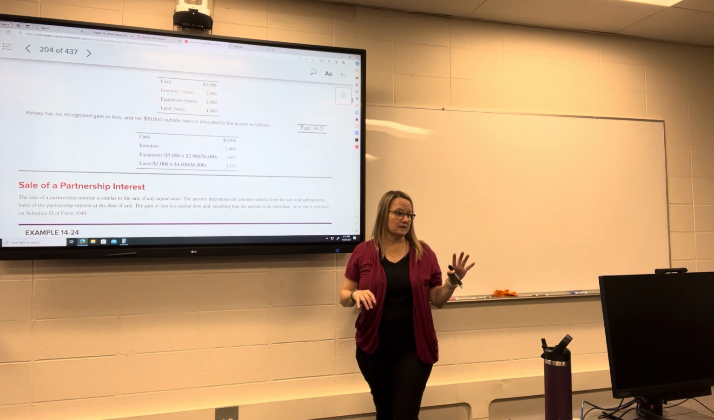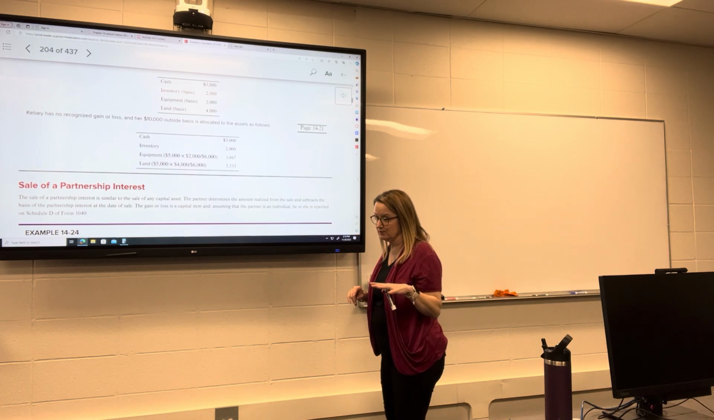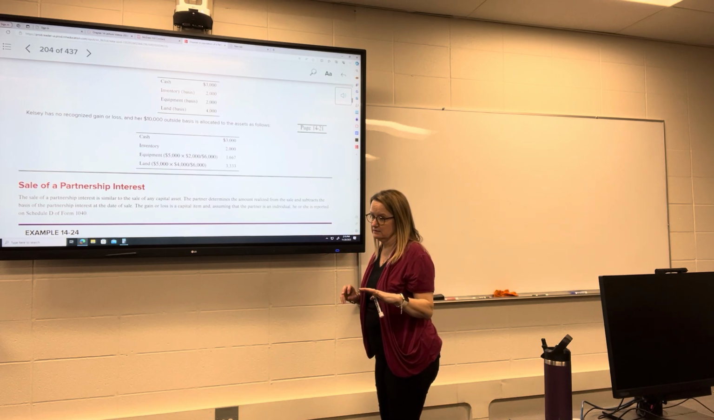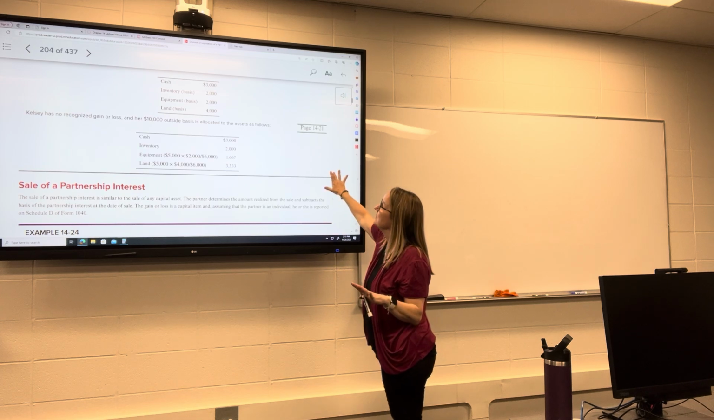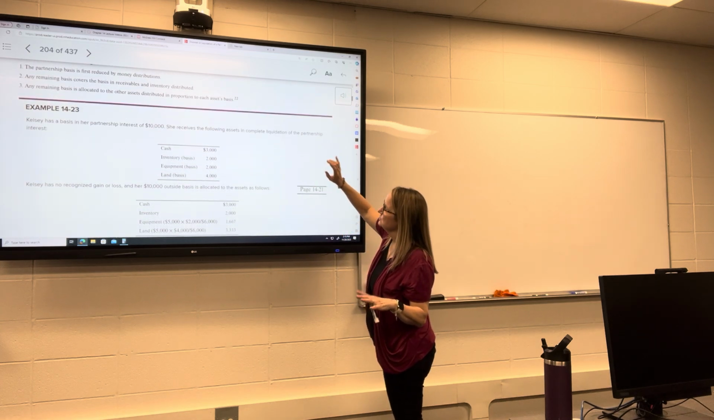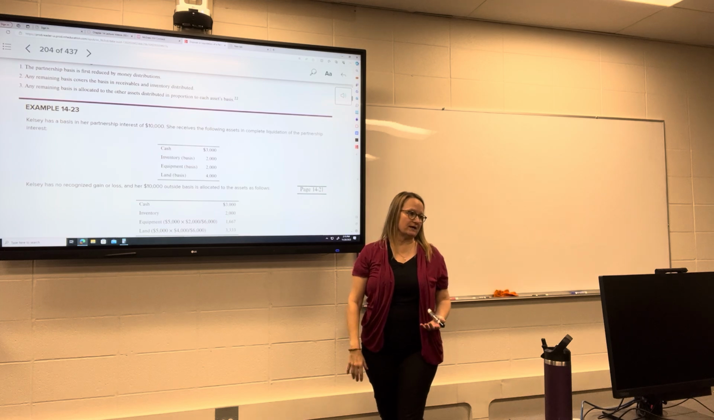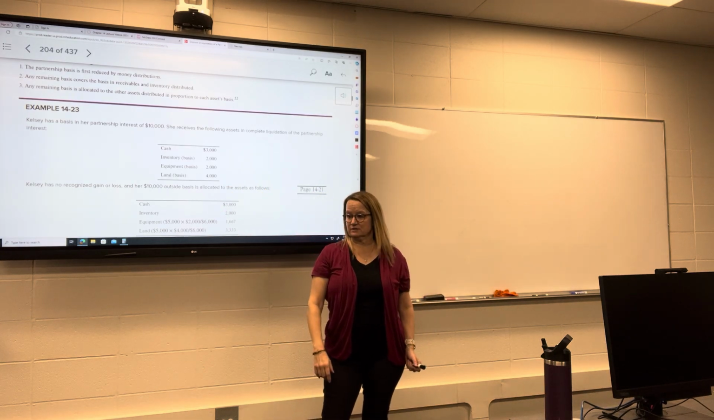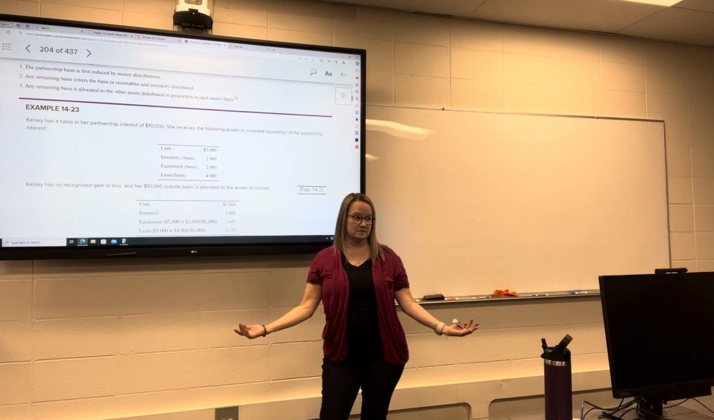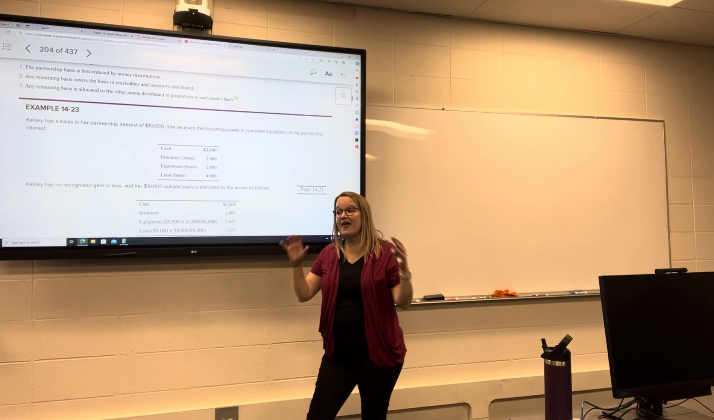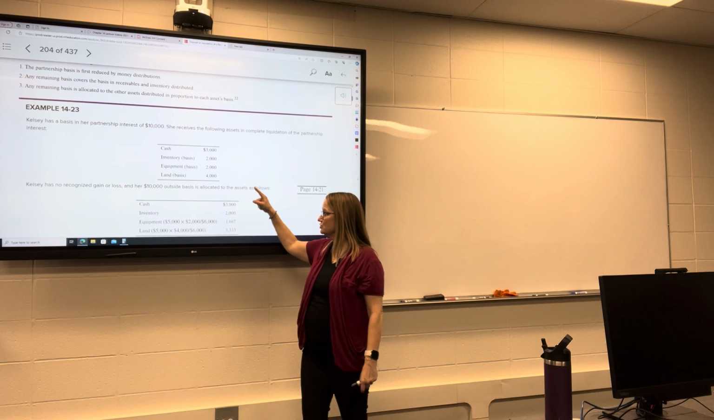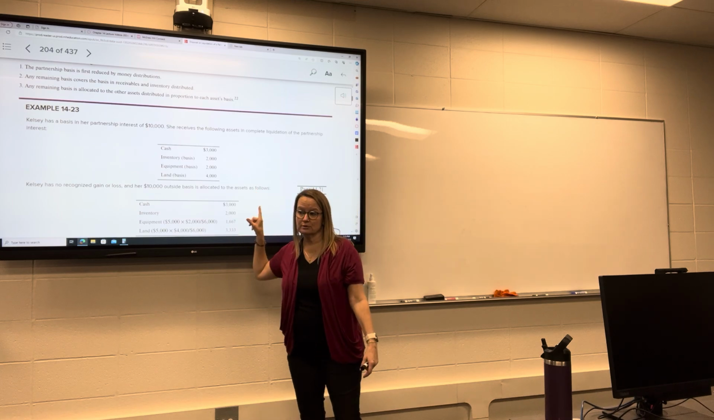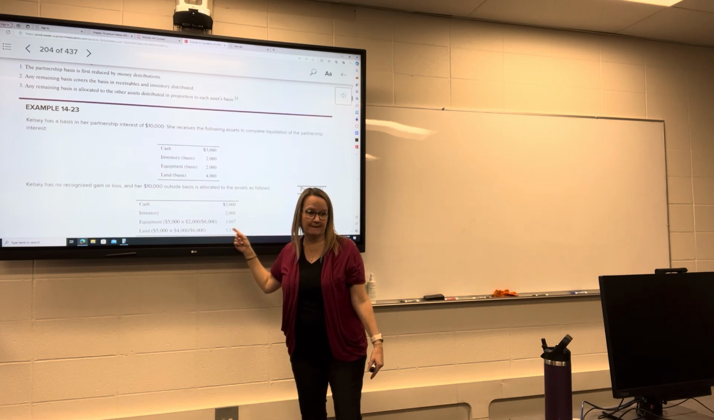If she didn't receive property, she would recognize a gain then, just like any other asset. So if they paid her, it's worth $10,000, they wrote her a check for $11,000 instead of all this other stuff, she'd have a gain of $1,000, just like any other asset. But because she received property, that gain gets to be attached to the assets, okay?